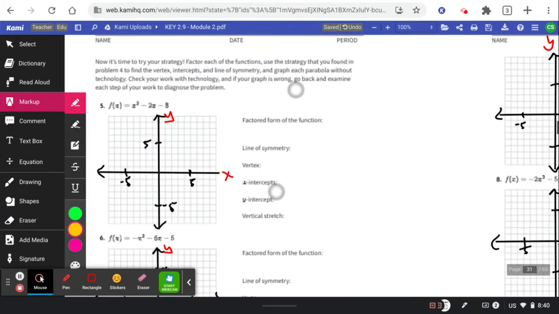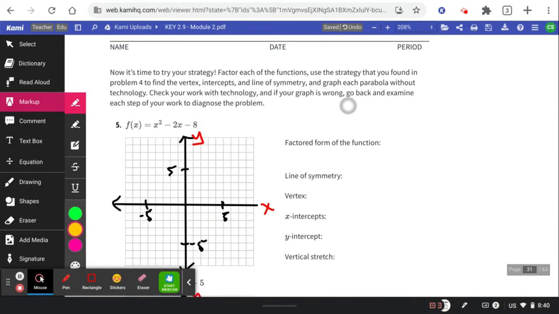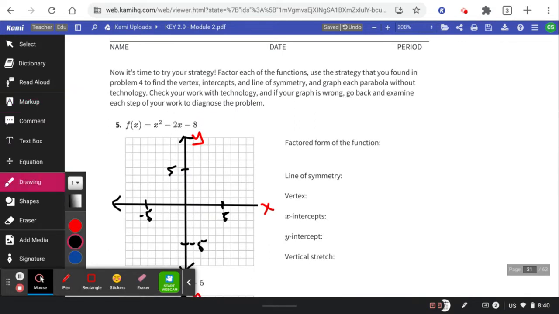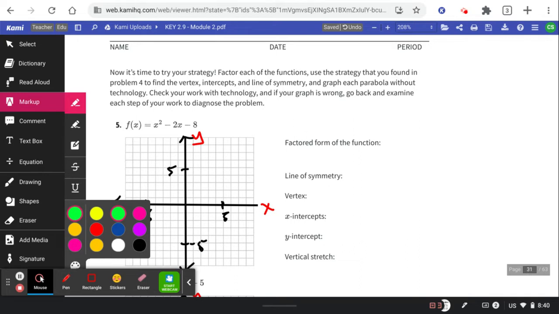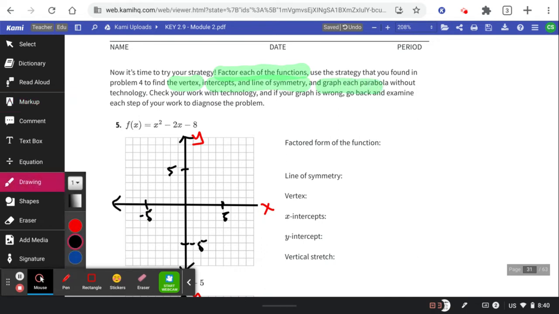So if I look up here at the top, it says, now it's time to try your strategies. Let's go get a highlighter. It says first to factor each of the functions and then use the strategies from the page before to find the vertex, intercepts, line of symmetry, and then to graph each parabola. Then check your work with technology. Okay, so you can look up on Desmos to see if you got it right.